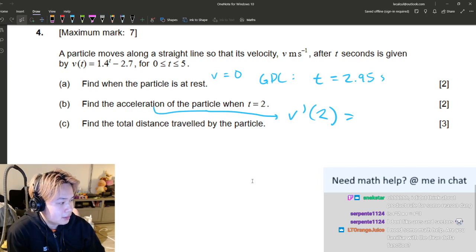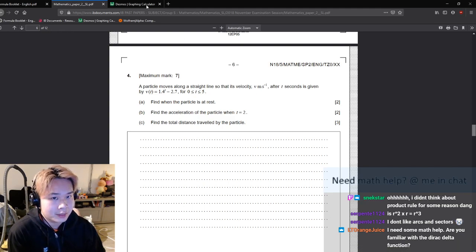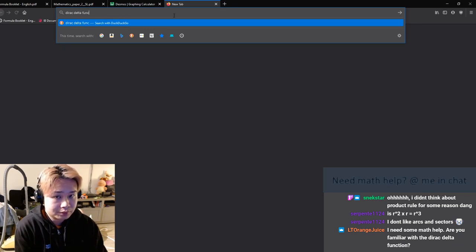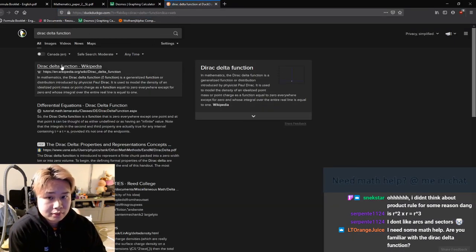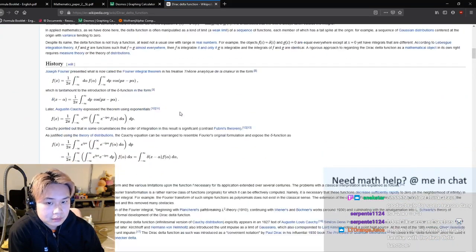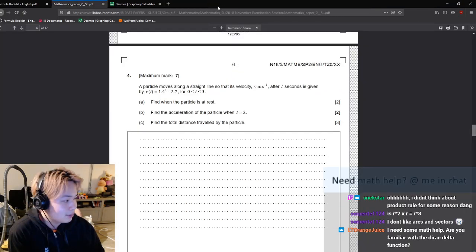Oof, LT Orange Juice with a very complicated question. Am I familiar with the Dirac delta function? Unfortunately, I don't think so. LT Orange Juice, this is some post-secondary stuff, isn't it? It sounds familiar to me, but I haven't done post-secondary math in like 8 years. So let's see, Dirac delta function. Yeah, unfortunately, I don't think so. At least, not with my current knowledge.